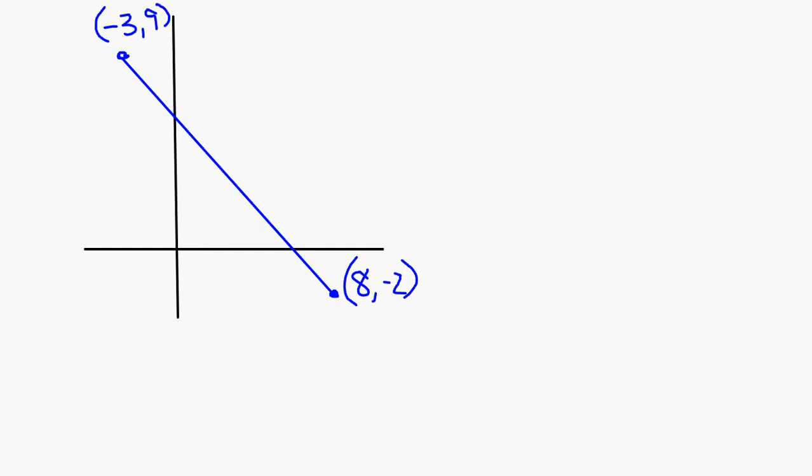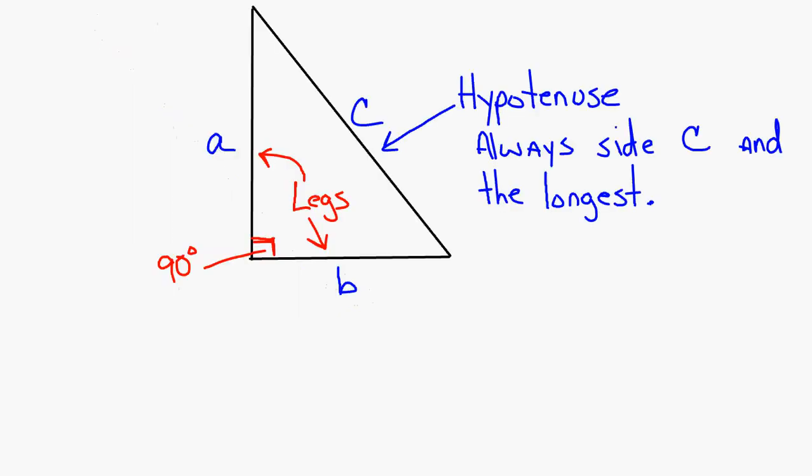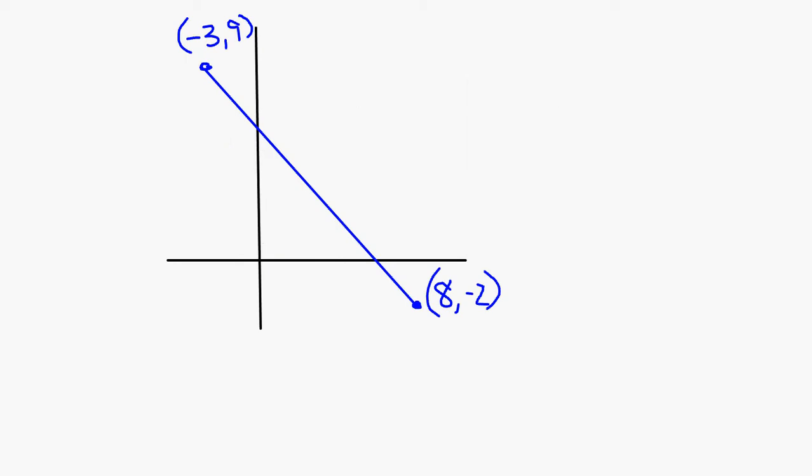The first thing I do, this right now doesn't look exactly like that, does it? But if you add two more lines to it, it will. If you add a vertical, or drop a vertical, and then pencil in a horizontal, you just created a right triangle. You can label your sides A, B, and C.